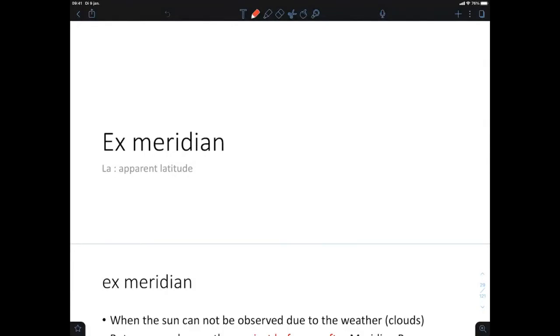Okay, good morning, everybody. Welcome to this new recording on determining latitude. In the previous recording, I explained how you can calculate your latitude at culmination. Today, we'll talk about determining latitude with the X-Meridian method, as you can see here. The second method will be determining latitude by Polaris.